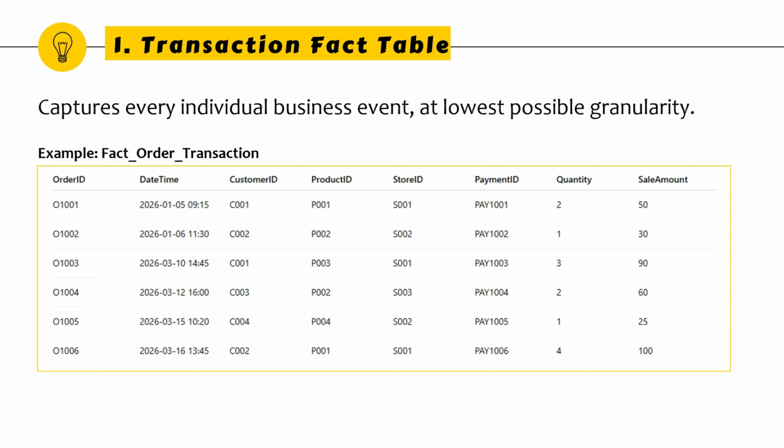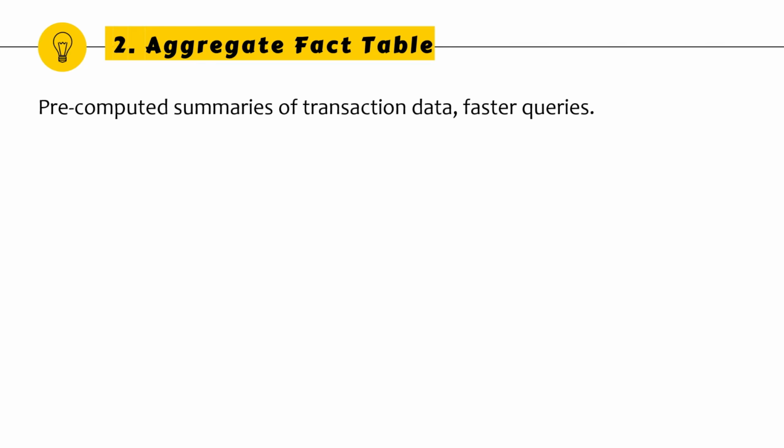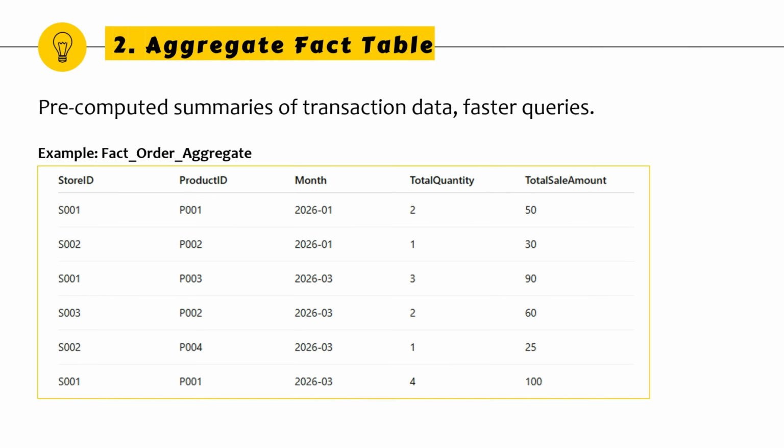That's why it's recommended to build transaction fact tables first, and then create aggregate fact tables on top of them to make queries faster. And that brings us to the next type of fact table, aggregate fact tables. These tables store pre-computed summaries of transaction data, where each row represents aggregated values over one or more dimensions, such as total sales for a product in a month rather than individual business transactions. By summarizing the data, aggregate tables make queries faster and reduce the need to scan all transactions.